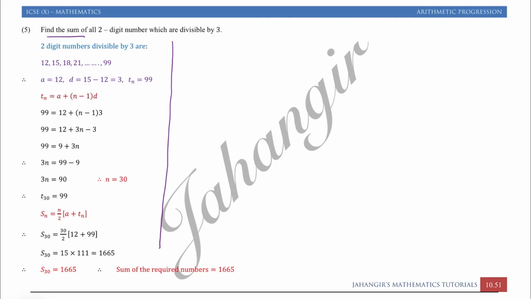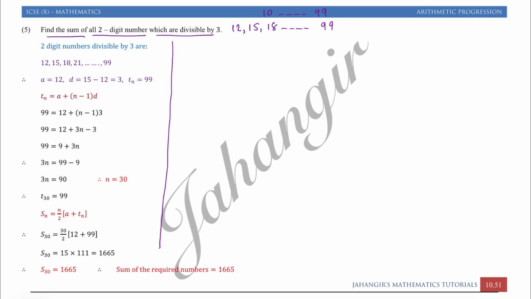Question number 5. Find the sum of all two-digit numbers which are divisible by 3. So here you have to make your own sequence. Two-digit numbers start from 10 and go till 99. After 10, 12 is the first number which is divisible by 3. 12, 15, 18, and so on, and 99 is the last number which is divisible by 3.